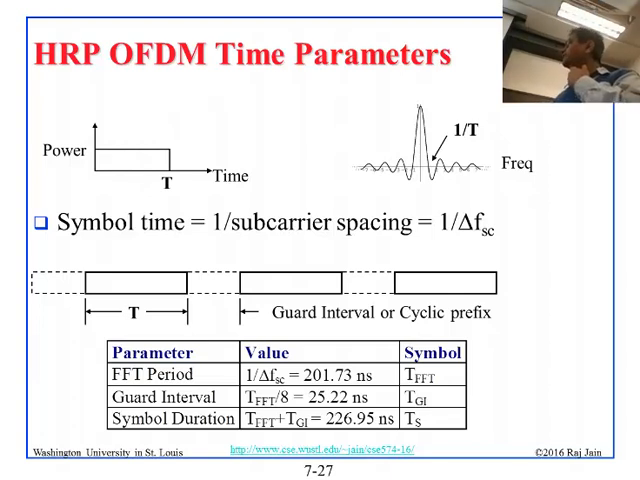Okay, and so the total symbol duration is so much. Now when you calculate the bit rate available, you will calculate based upon this. In this duration, how many bits can you get through?